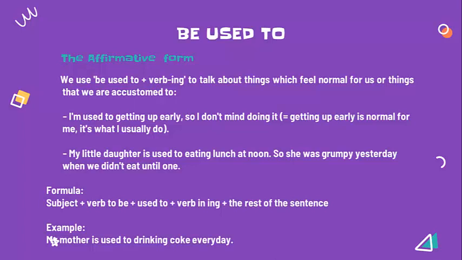That's why here we're using the structure be used to. Okay? My little daughter is used to eating lunch at noon, so she was grumpy yesterday when we didn't eat until 1. Okay? The formula is the subject plus the verb to be plus used to plus the verb in ing and the rest of the sentence. Example, my mother, which is the subject, is, the verb to be, used to, drinking Coke every day.